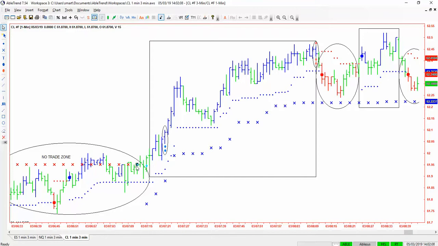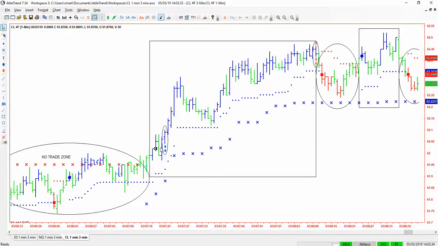Okay, so no trade zone. No more red X's. Count 5 bars: 1, 2, 3, 4, 5. That puts you right here. I would have gotten in on this. I would have traded this because I have 4 blue bars and only 2 green bars.